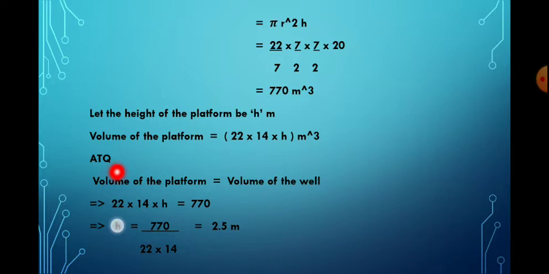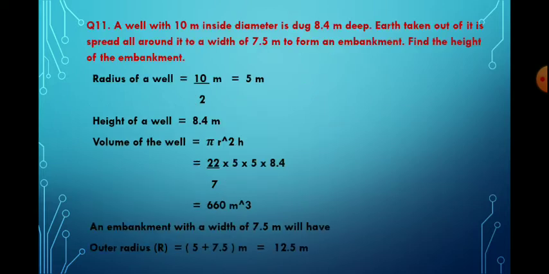So according to the question, volume of the platform equals volume of the well, that is 22 into 14 into h equals 770. Therefore, h equals 770 divided by 22 into 14. Therefore, the value of h is 2.5 meter.